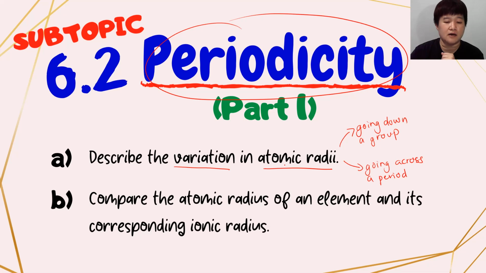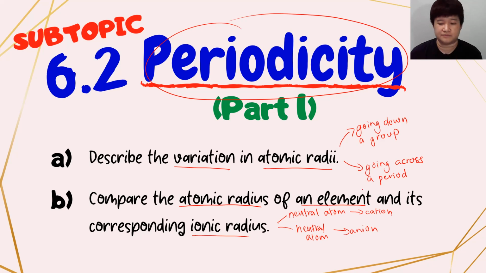The second learning outcome of this video is we are going to compare the atomic radius of the element and also its ion. It means we are going to compare the atomic radius of the neutral atom with its cation, and also we are going to look into the neutral atom versus its anion. So we are going to look into the size between them.